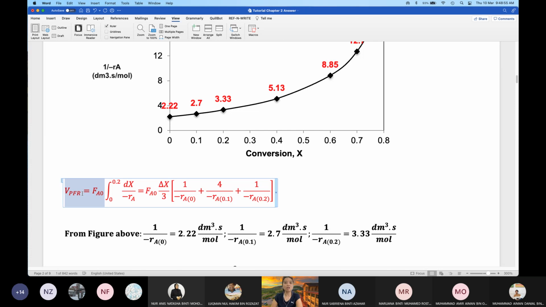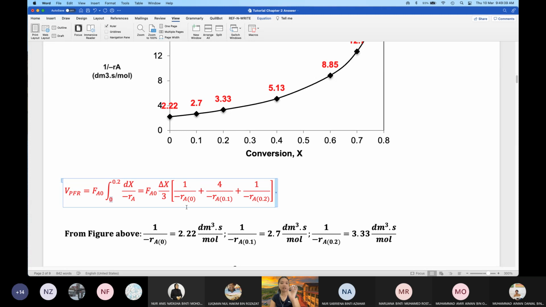Hopefully you still remember, yesterday we learned this a little bit already. Volume of PFR equals FA0 times the integral from 0 to 0.2 of dX over minus rA. Why? For one single PFR, the conversion goes from 0 to 20%, 0.2. Then we solve it using Simpson's 1/3 rule. So it becomes FA0 times delta X over 3, in brackets with 3 points: 1 over minus rA when X is 0, because my lower limit is 0.